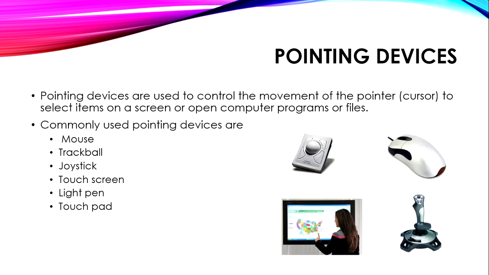The next is pointing devices. Pointing devices are used to control the movement of the cursor to select items on the screen or open computer programs or files. Some commonly used pointing devices are mouse, trackball, joystick, touch screen, light pen, touchpad. Now we will discuss all these devices one by one. First of all, mouse.